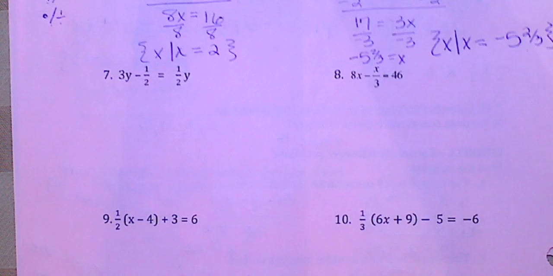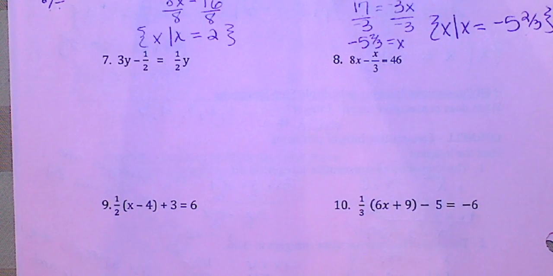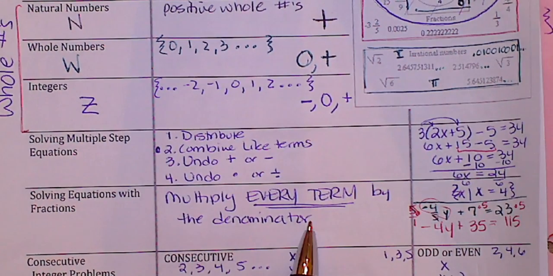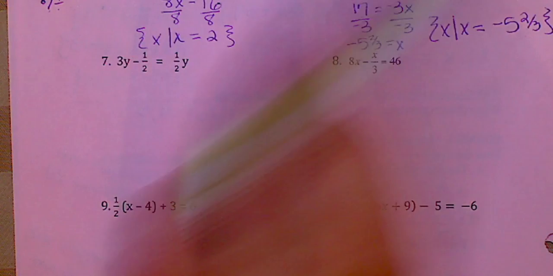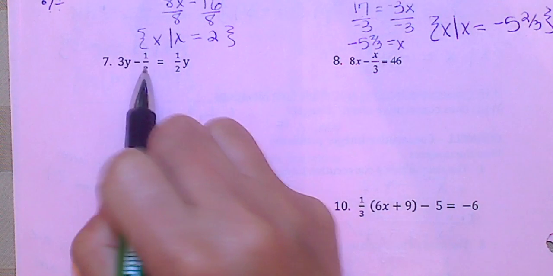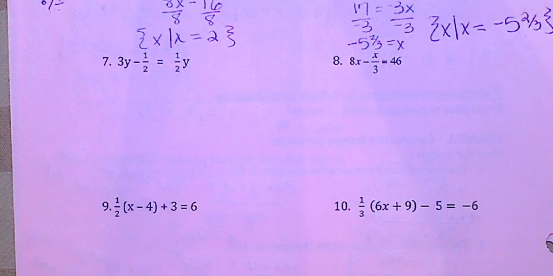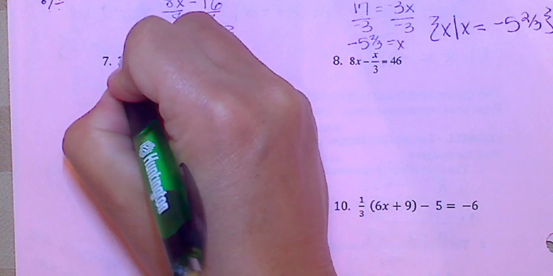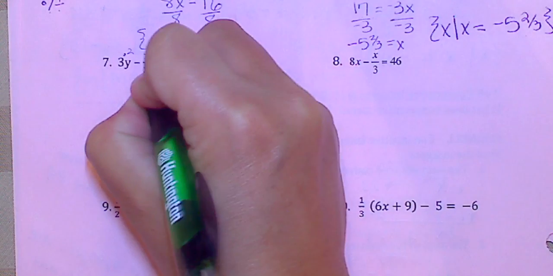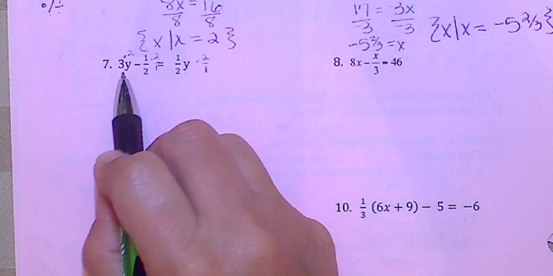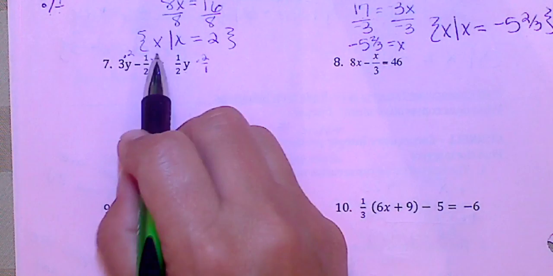All right, a couple problems with fractions. Actually, multiple problems with fractions. So we talked about when you have fractions, you want to get rid of them by multiplying every term by the denominator. So in number 7, we've got 1, 2, 3 terms here. We've got a denominator of 2. So we're going to multiply each term by 2. So times 2 over 1, times 2 over 1. So if it's a whole number, I just use the whole number. If it's a fraction, I use a fraction.